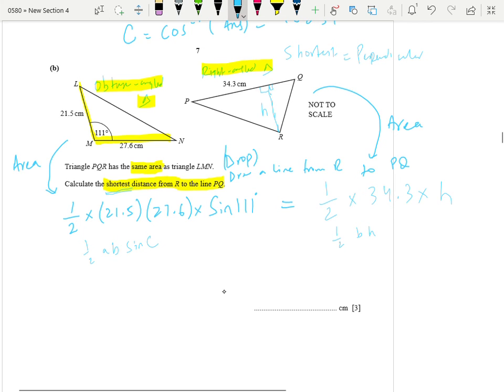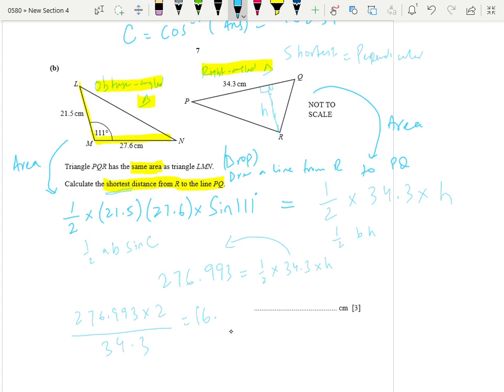Okay, on the left hand side I am getting something like this, 276.993, and this is equal to 1 upon 2 into 34.3 into h. I would have to shift both of them there, so 2 would go here and 34.3 would go there, and it would become multiply by 2 and then divide by 34.3. It would give me an answer of 16.15. Is that what you are getting as well? 16.15 is your final answer.